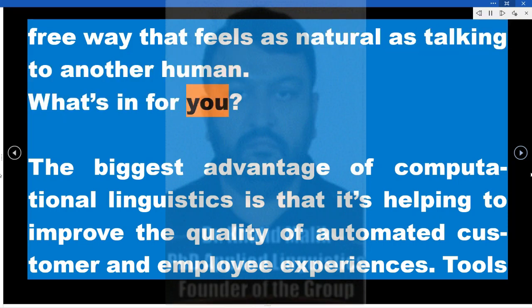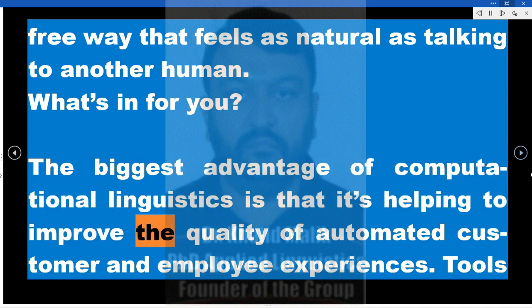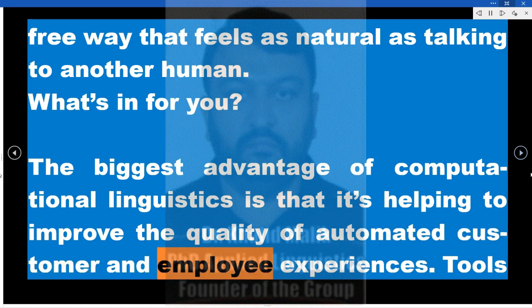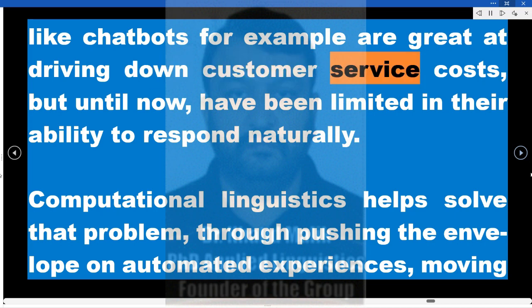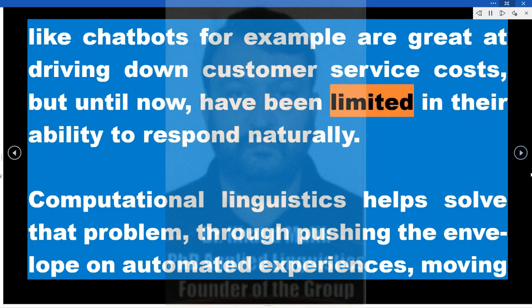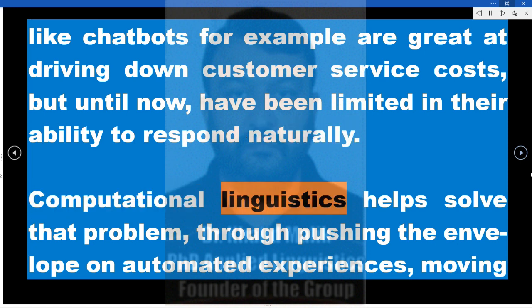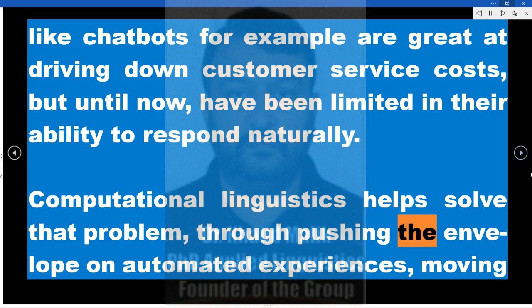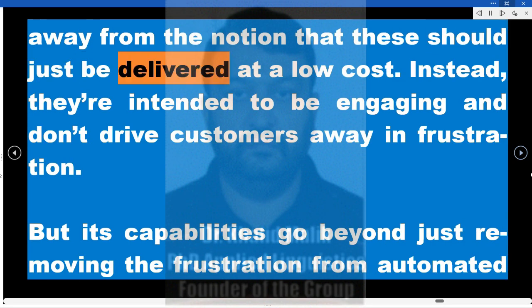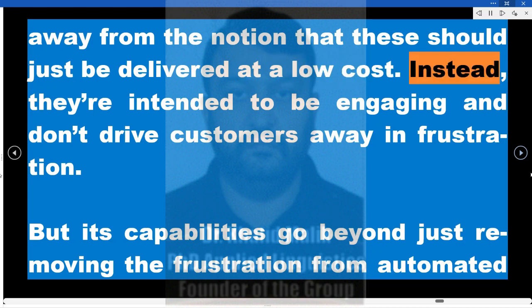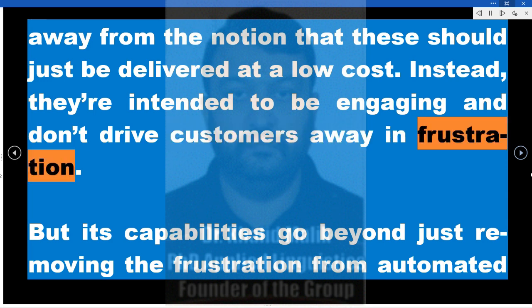What's in it for you? The biggest advantage of computational linguistics is that it's helping to improve the quality of automated customer and employee experiences. Tools like chatbots, for example, are great at driving down customer service costs, but until now, have been limited in their ability to respond naturally. Computational linguistics helps solve that problem through pushing the envelope on automated experiences, moving away from the notion that these should just be delivered at a low cost. Instead, they're intended to be engaging and don't drive customers away in frustration.